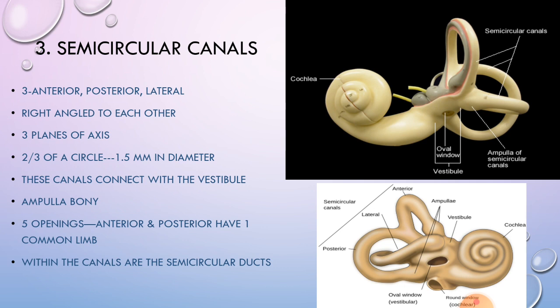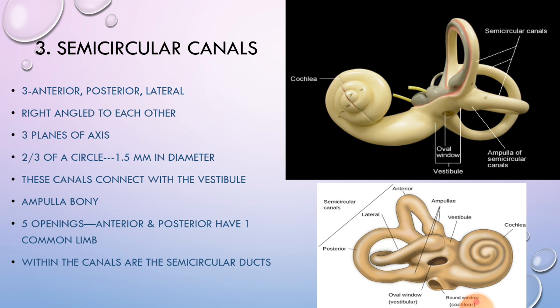Now the third portion is the semicircular canals. Now there are three semicircular canals. Anterior, which is also called the superior semicircular canal, the posterior semicircular canal, and the lateral semicircular canal. Now all these three semicircular canals are positioned such that they make a 90 degrees angle to each other. They're right angled to each other. So they're present on three planes of axis, X, Y, and Z.